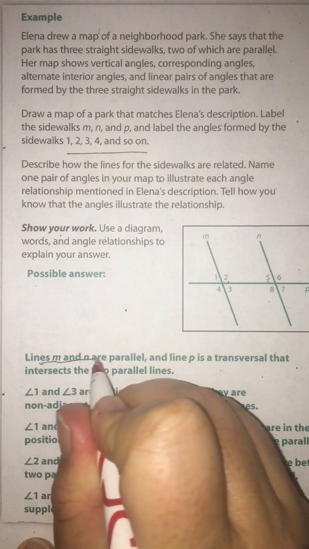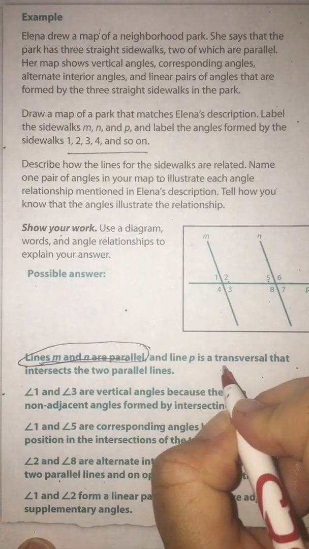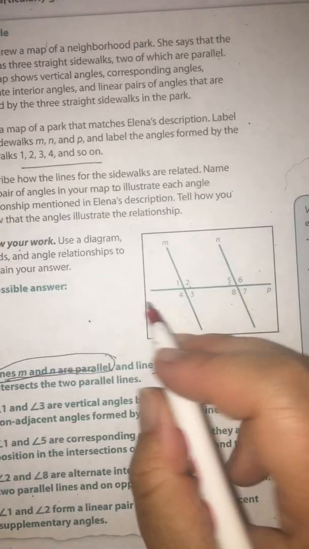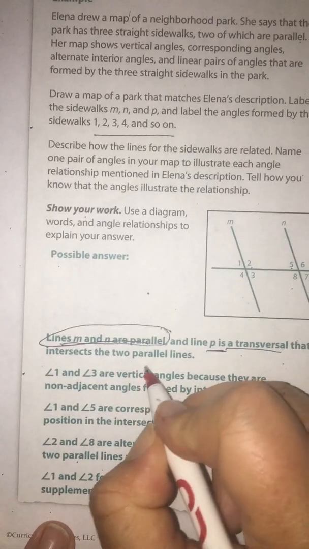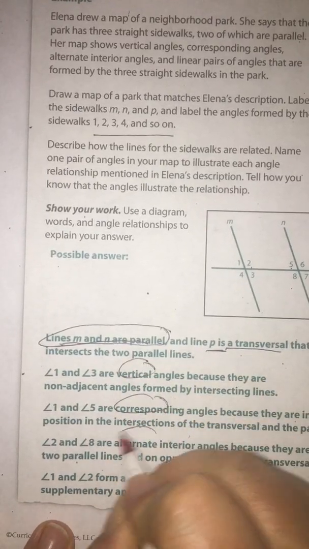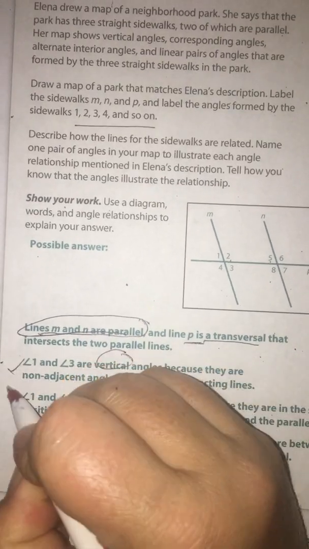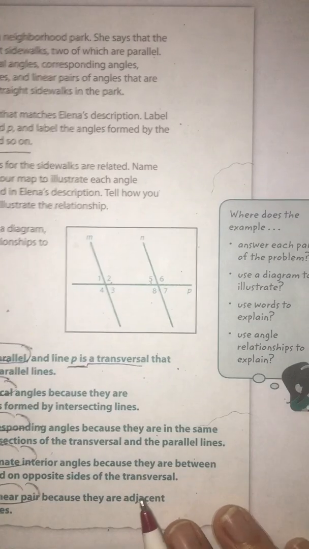You can say that the lines are parallel, right? I'm going to circle this because you always want to say that if you're going to talk about it. It says line P is a transversal. We could say that too, right? And it's saying these are vertical, these are corresponding, these are alternate, these are a linear pair, okay, because they're adjacent. I'm going to at least make sure I have these four. Linear pair, not so much, but I need to have all four of those, okay?